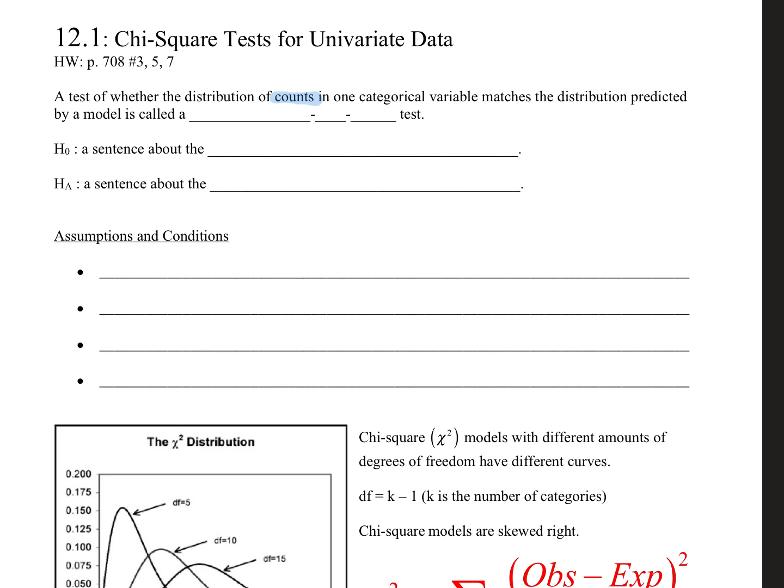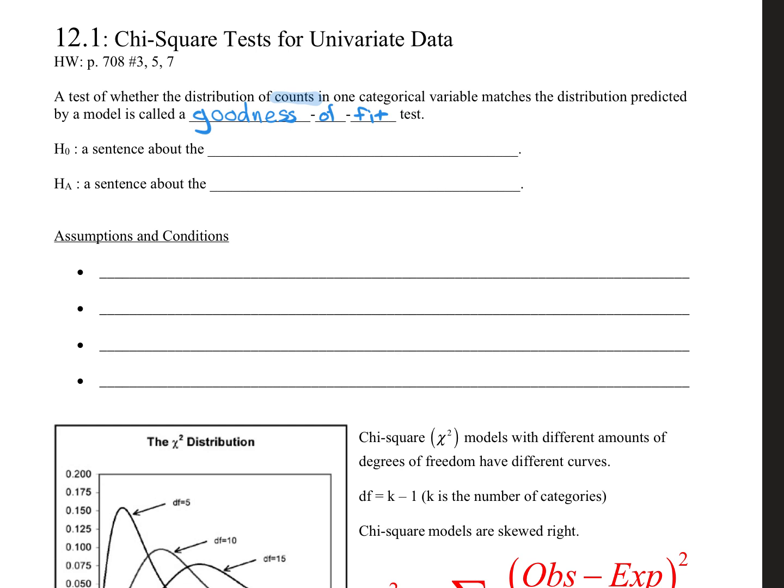So we're learning about one hypothesis test in 12.1. This one is called a goodness of fit test. And a goodness of fit chi-square hypothesis test is testing if a distribution of counts in one categorical variable matches the distribution predicted by a model.